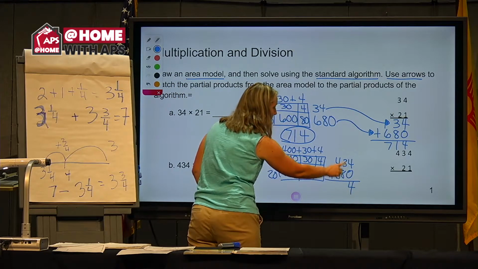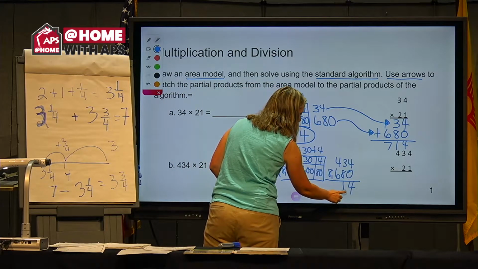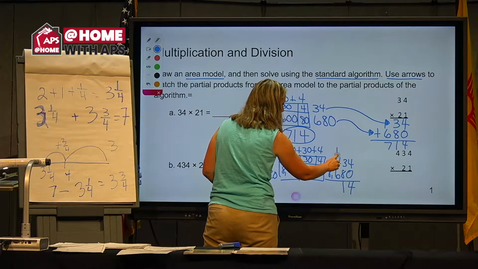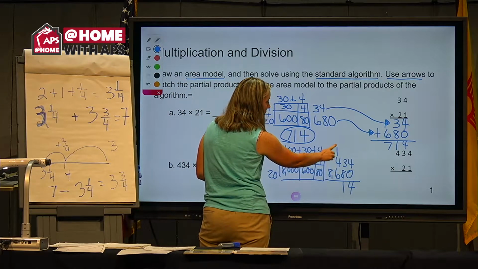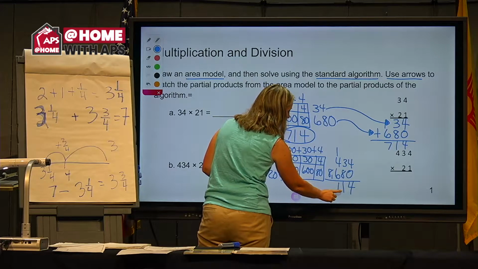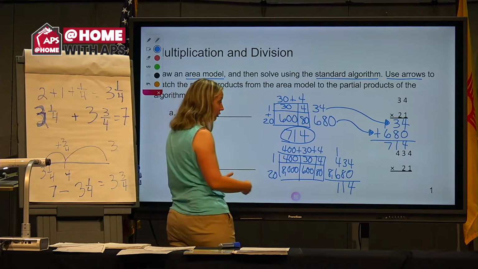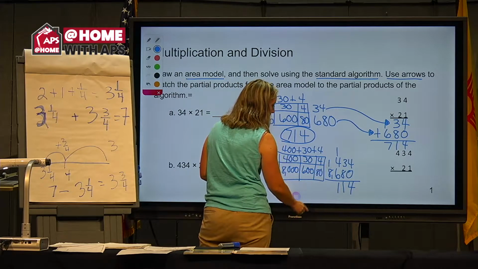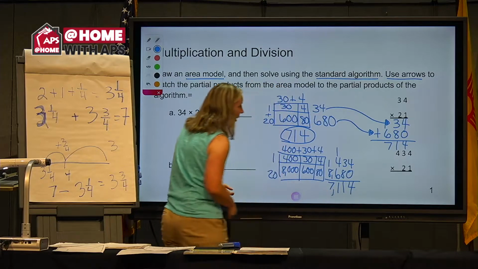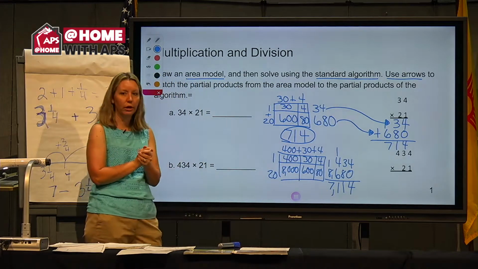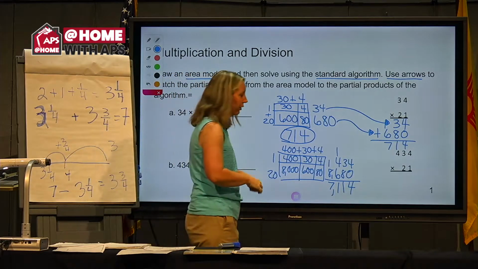That's 4. 8 plus 3 is 11. So I have 1 ten and 1 hundred. 10 tens makes 100. 6 plus 4 plus 1 is 11, which is 1 hundred and 10 hundreds, which is 1,000. And then 8 added to 1 is 7. So I'm thinking my answer will be 7,114. So let's do our standard algorithm.